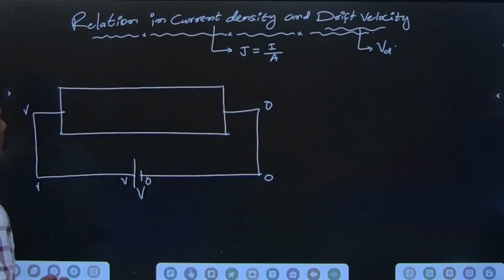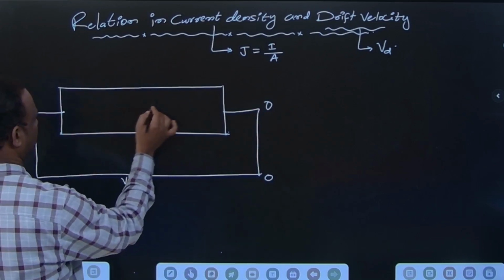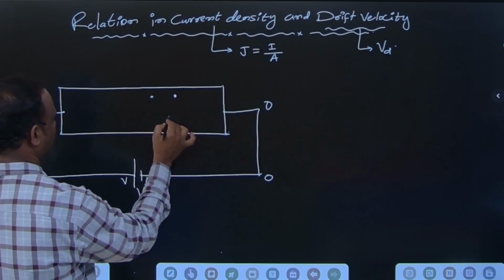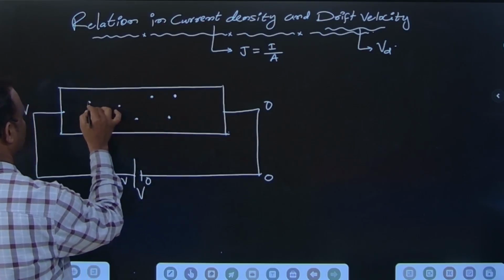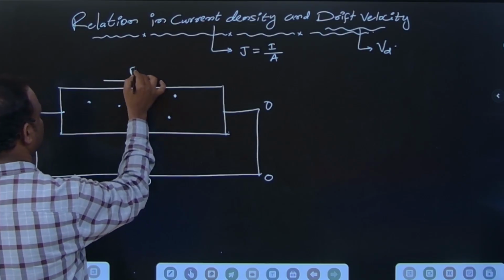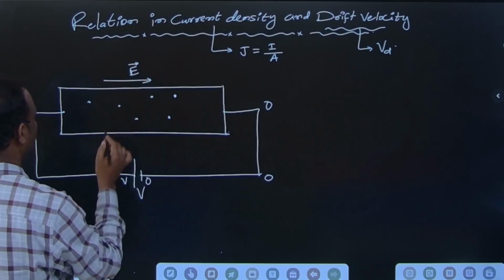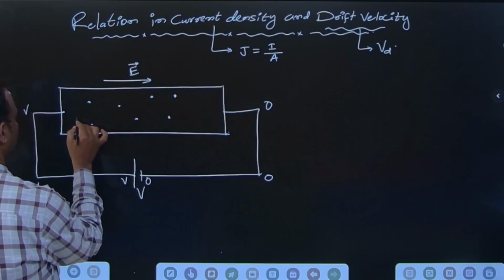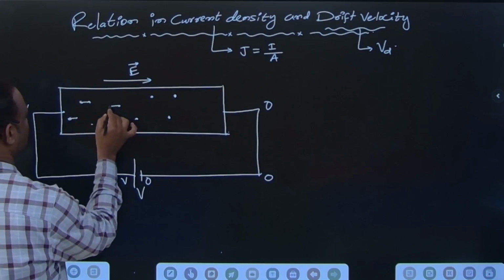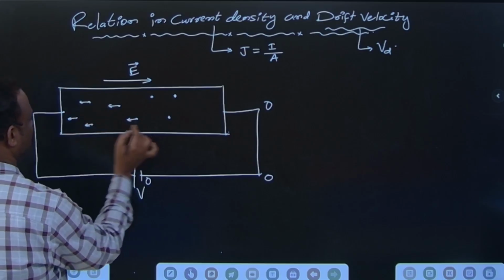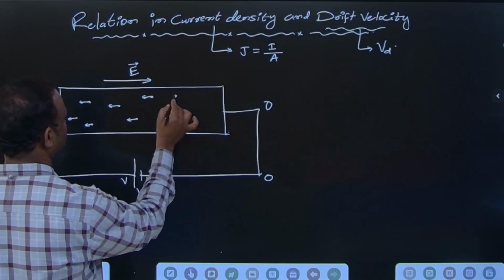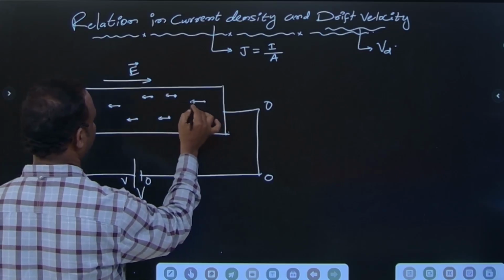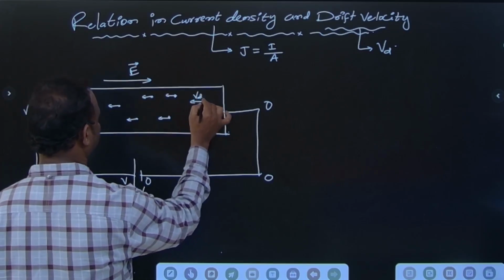Here, the free electrons move. Some electric field is created, and the free electrons move towards this side. This constant velocity of the electrons we can call the drift velocity, Vd.